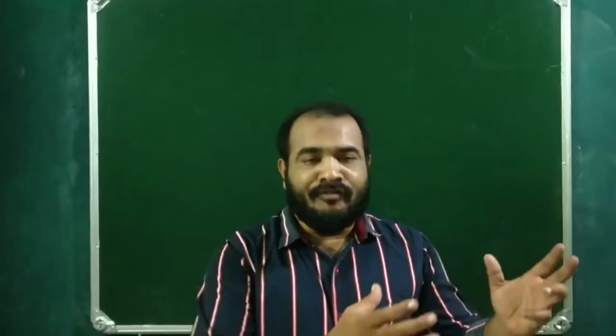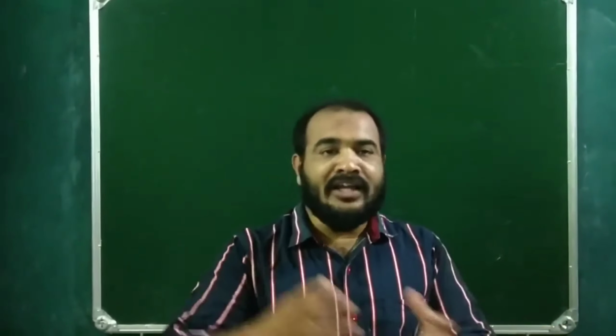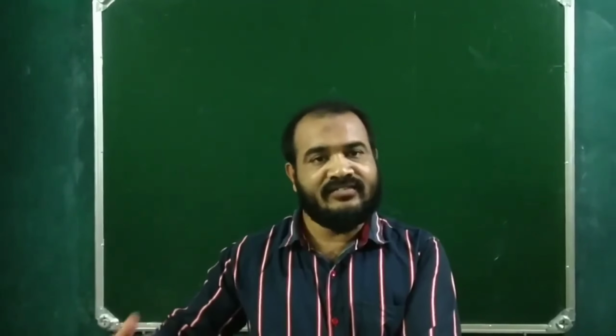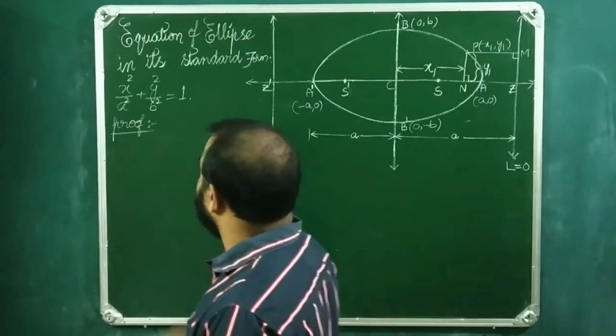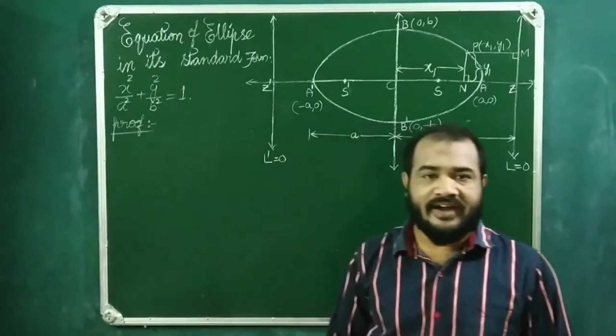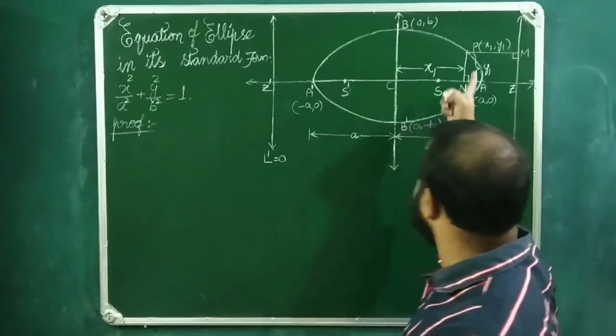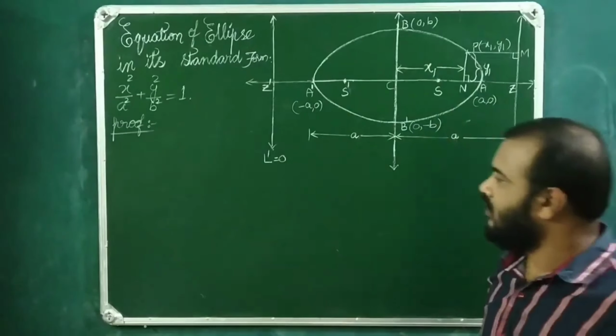Now we will derive the equation of the ellipse, which is x square by a square plus y square by b square equals 1 in its standard form. Let us derive the equation of the ellipse in its standard form. So this is the diagram for the ellipse.